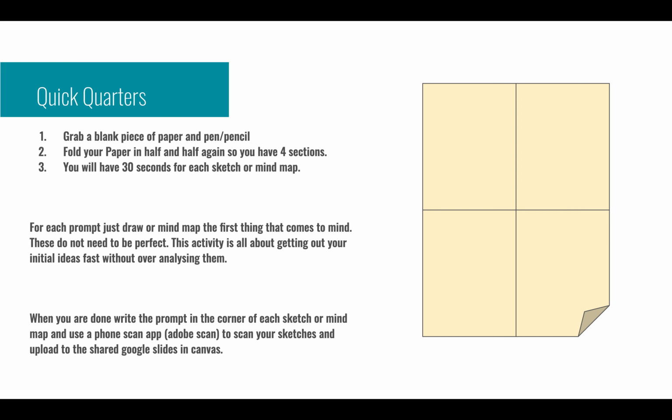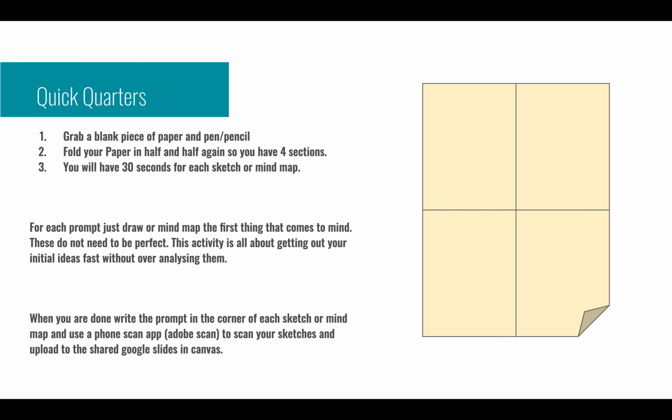All right, now that we've defined immersive design, let's do a quick activity. Go ahead and grab a blank piece of paper and a pen or pencil, and we're going to be doing quick quarters today. Some of you might be familiar with crazy eights, and this is very similar, just shorter. Go ahead and fold your paper in half and half again so you have 4 sections. You'll have 30 seconds for each sketch or mind map.